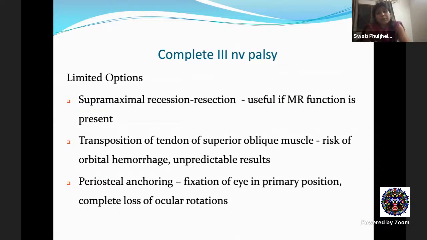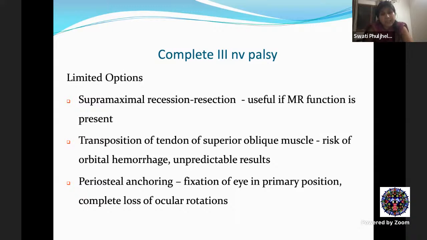In cases of complete third nerve palsy, the options are definitely limited and results may not be very satisfactory. So depending again on the clinical presentation, if there is a recovered third nerve palsy with residual deviation, with good MR function, a supramaximal resection of the MR and LR can be done. Transposition of tendon can be done if there is no MR function. And periosteal anchoring is done as a last resort when we know that none of the muscles can be transposed to the medial side.